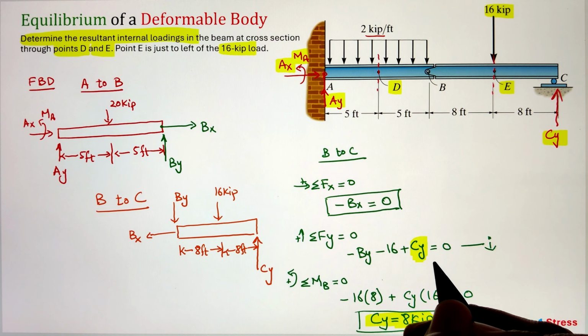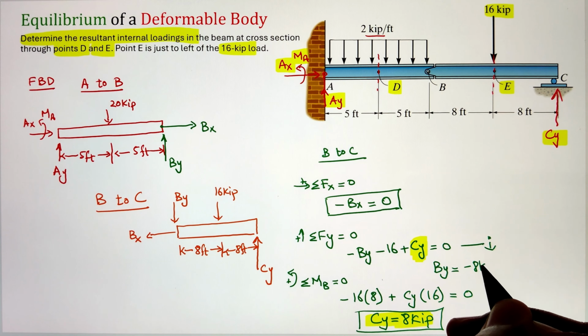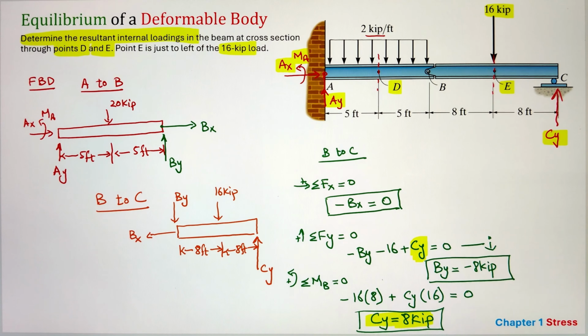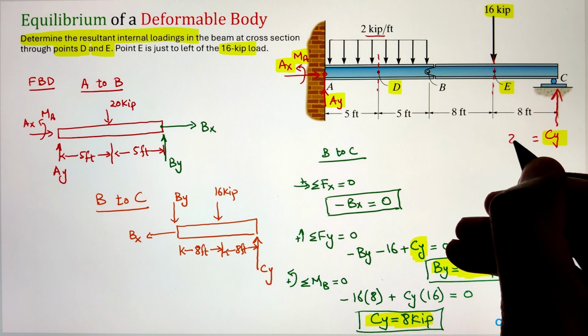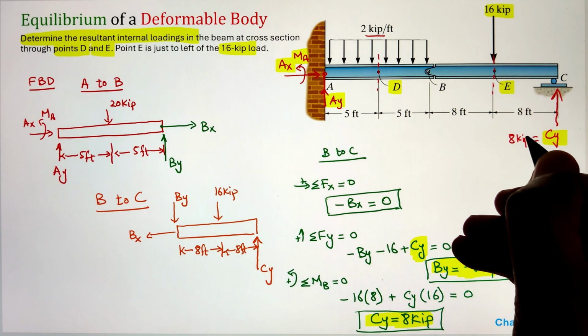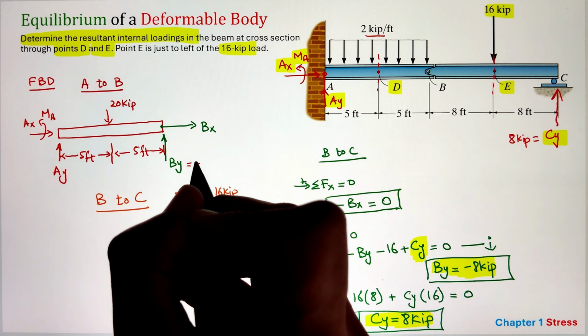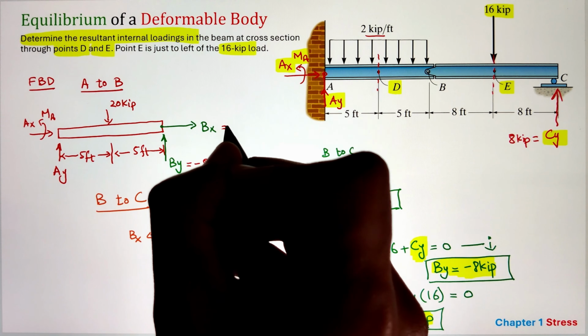Now we can go ahead and plug that value back in equation 1 and solve for By, that is coming as negative 8 kip. Now, once we have these two values of Cy and By, we can now move to our free body diagram from section A to B and start applying our equilibrium conditions, since in that case now I have only three unknowns.